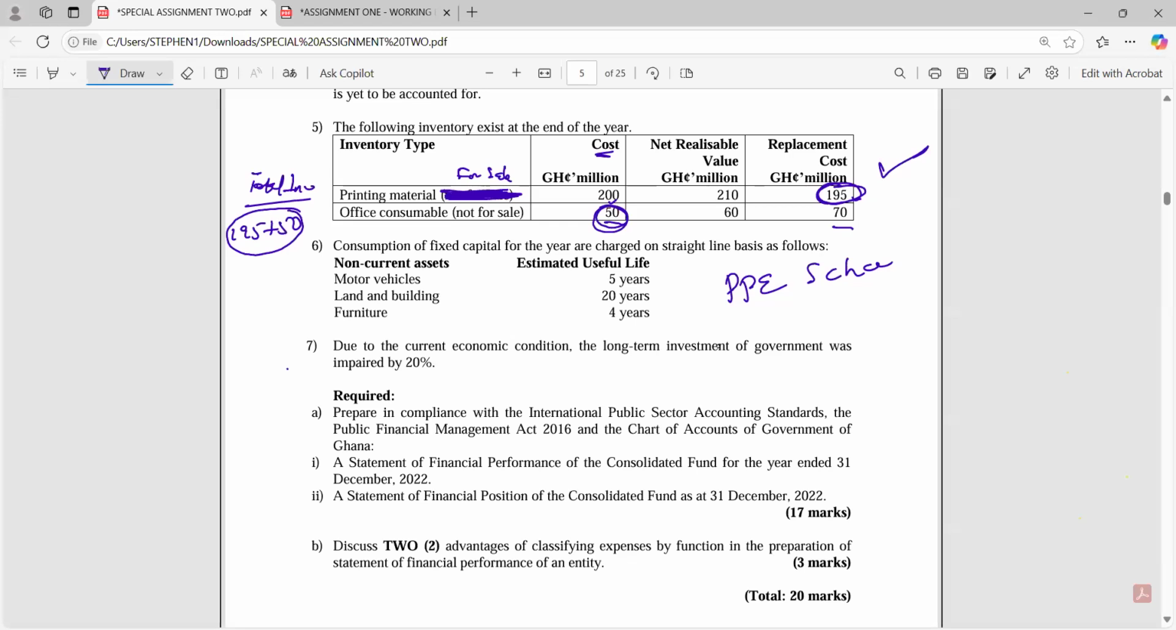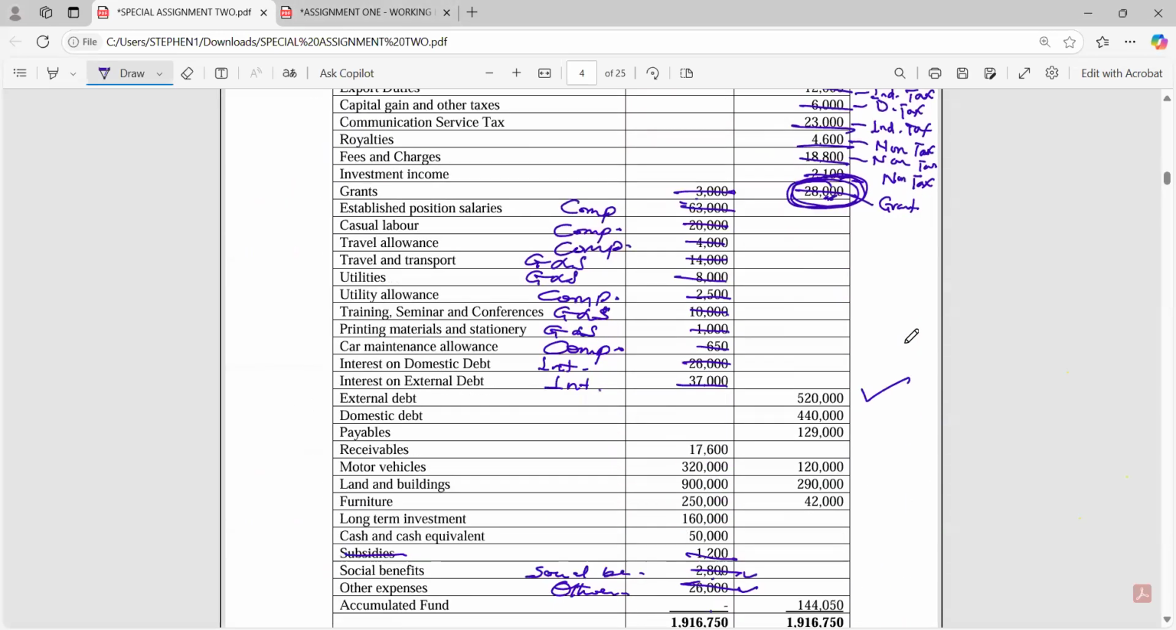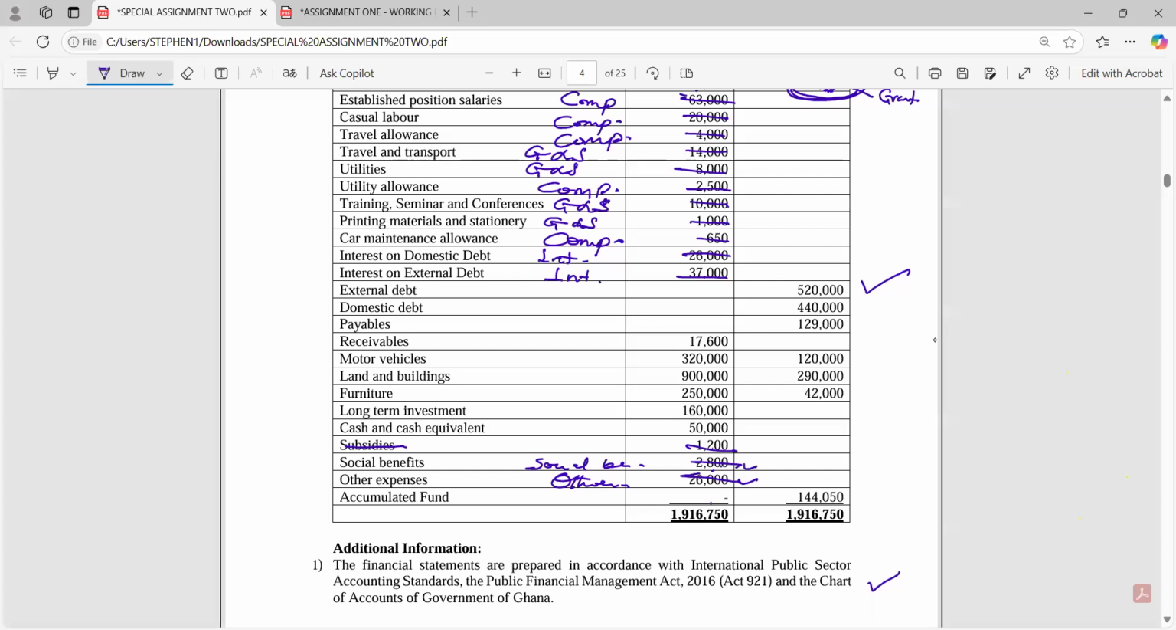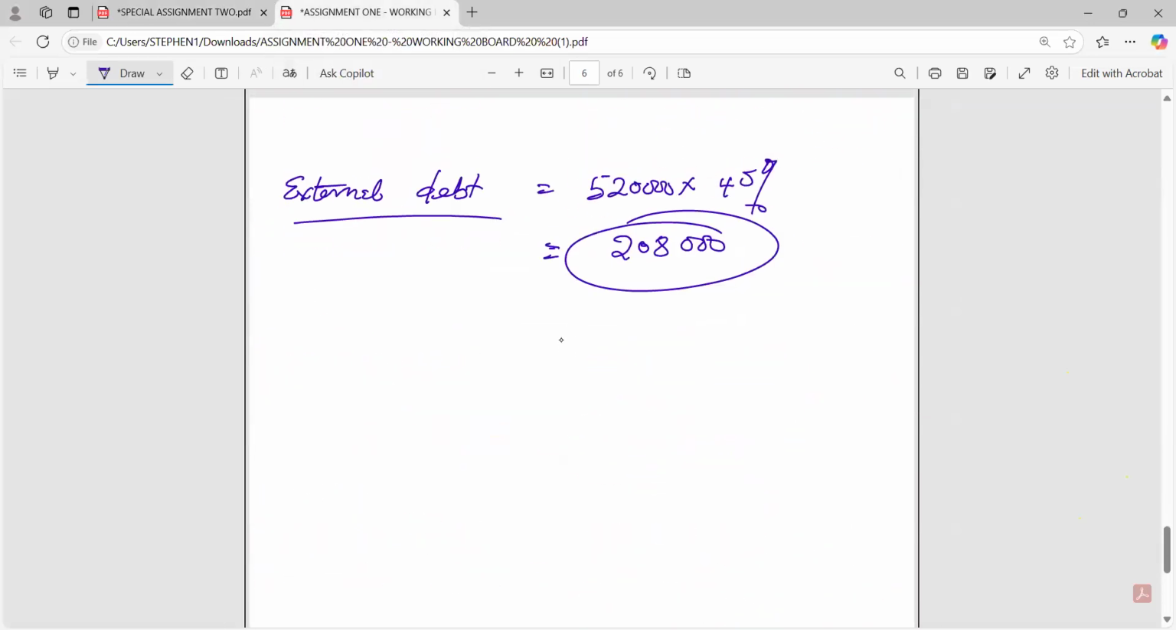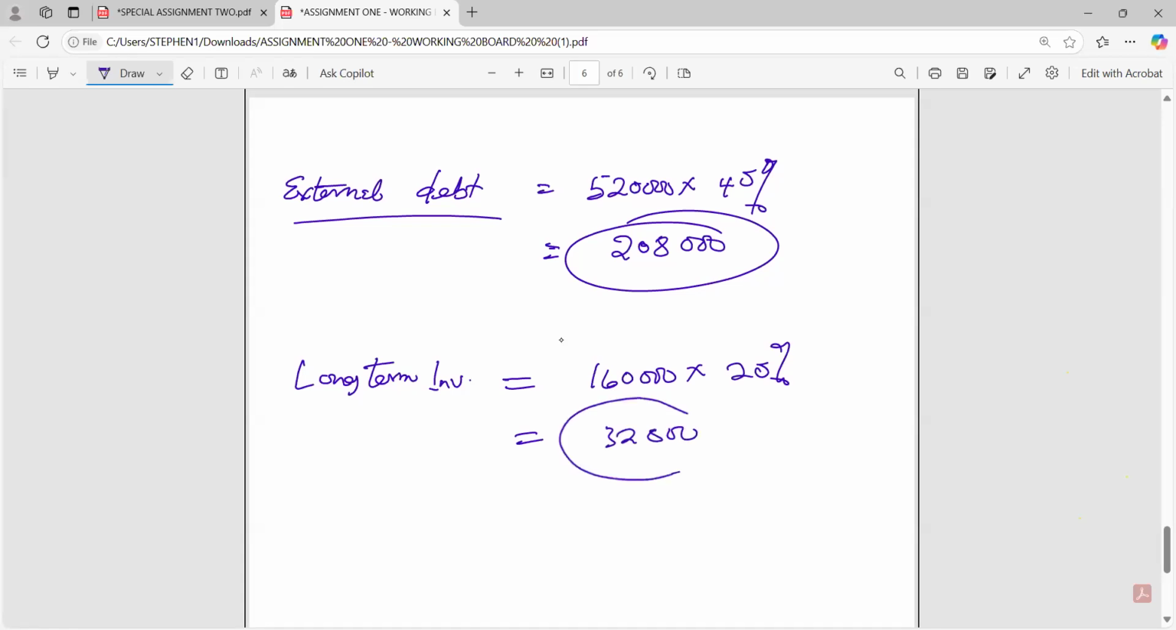So the first thing you do, go and look for the long-term investments and multiply by 20%. Can you see that? Long-term investment is an asset. Long-term investment, this one. 160,000. They say the value has reduced by 20%, right? The value has reduced by 20%. So what is the impairment amount? How much? 32,000. You see this 32,000.